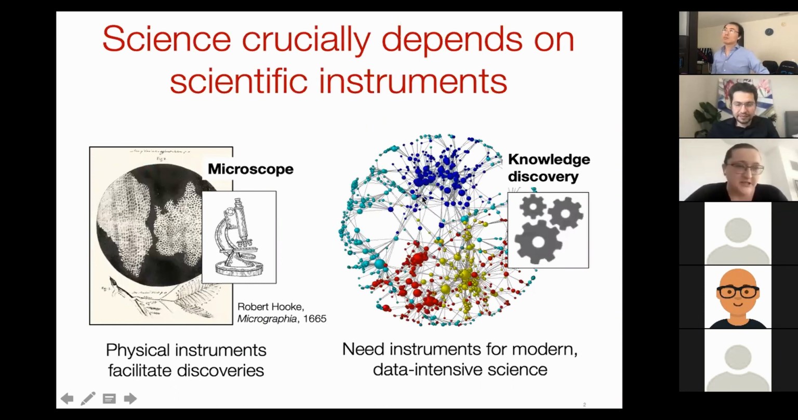Science crucially depends on the existence of scientific instruments, and in the past those instruments were primarily physical devices such as microscopes that facilitated discoveries. And now we are in the era of modern data-intensive sciences, as we have just discussed before the beginning of this talk. And so in many ways, we need new kinds of tools, new kinds of instruments, that many in the field will depend on in vital ways for knowledge discovery from data.